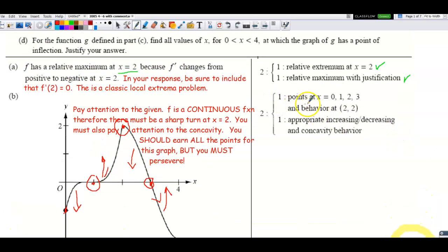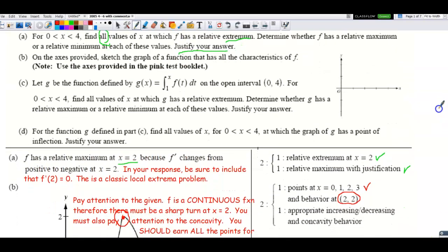In letter B, we get 1 point for putting all the correct x and y values from the table and the behavior at (2, 2). In other words, your graph must be continuous at (2, 2) to get that first point. Second point, appropriate increasing, decreasing, and concavity behaviors. So if you messed up any concavity anywhere in the entire graph, you're going to lose that second point.